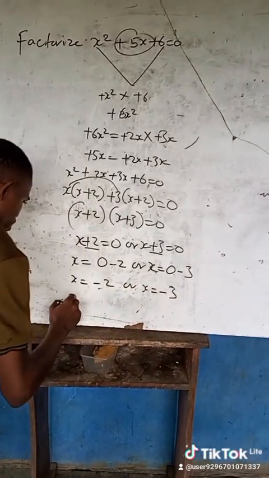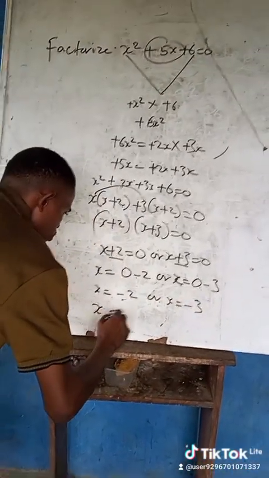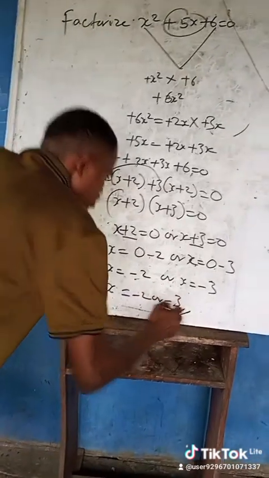So the answer that you got, you get your x. x equals minus 2 or minus 3. So this is our final answer.